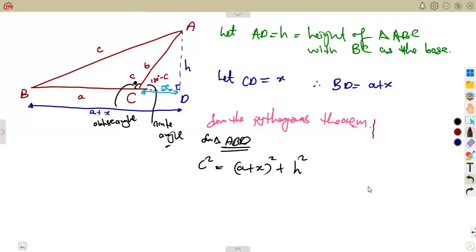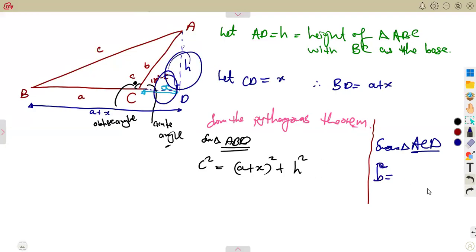From the same sense of the Pythagoras theorem, from this other triangle, triangle ACD, the hypotenuse squared, which is B squared, is equal to the sum of the shorter sides being squared also, which are X and H. Remember, from C to D, that is X, so it's going to be X squared plus H squared. That is what we have.